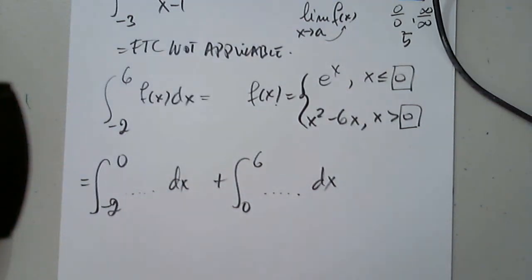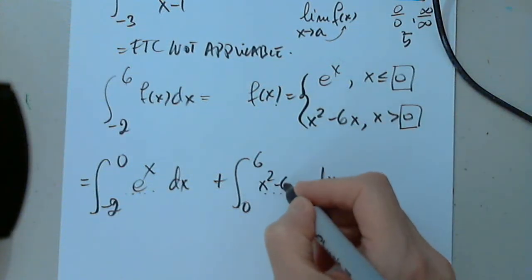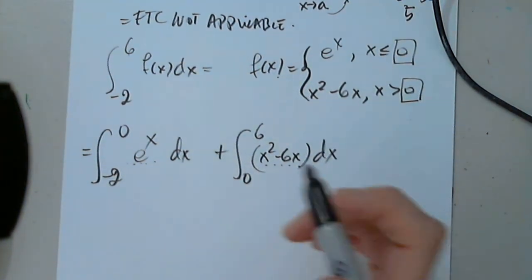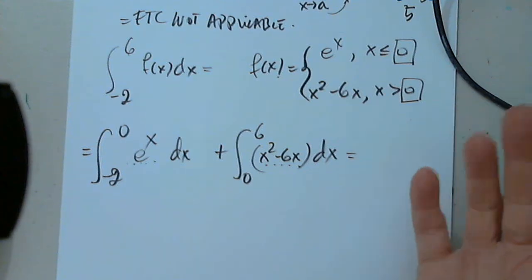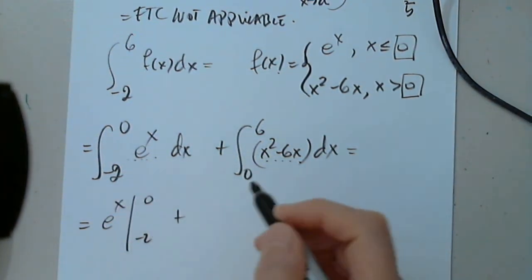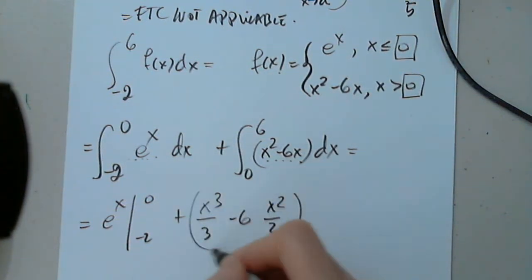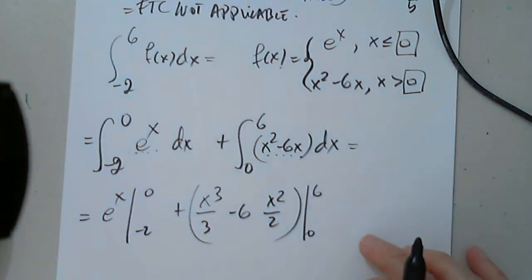Is the first one going to be e to the x? Absolutely, very good. And of course, we have x squared minus 6x. There is no need to separate them, and it's not a mistake, of course. So e to the x from -2 to 0 plus x to the third over 3 minus 6x squared over 2 from 0 to 6.